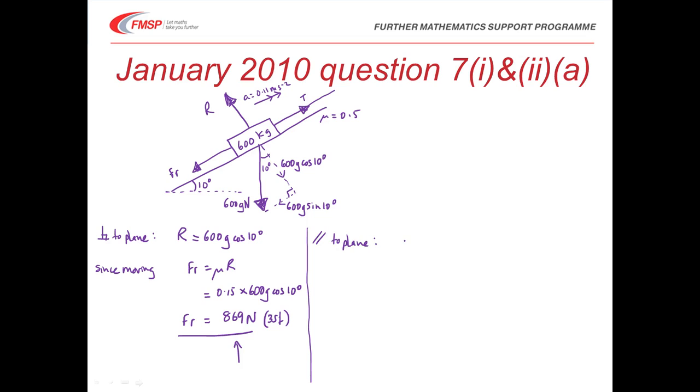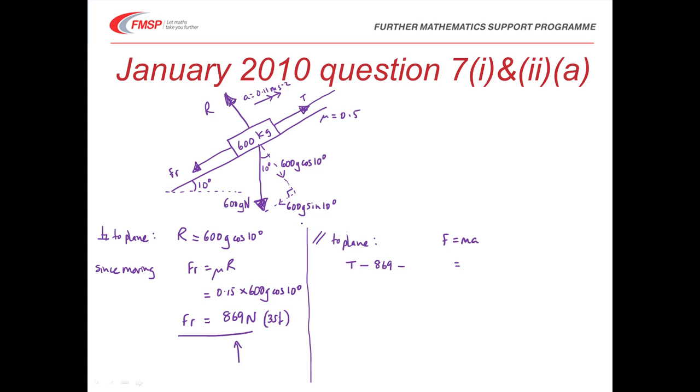And because the log is moving up the plane, I need to use F equals ma. Don't forget, of course, that the F there isn't a single force, it's the resultant force in the direction you want, and we've got 3 components to consider parallel to the plane. Firstly, T up the plane, but also down the plane, the frictional force. And if it's in the opposite direction to the acceleration, I'm taking here the acceleration as what defines the positive direction. So the friction is in the opposite direction, 869 newtons.